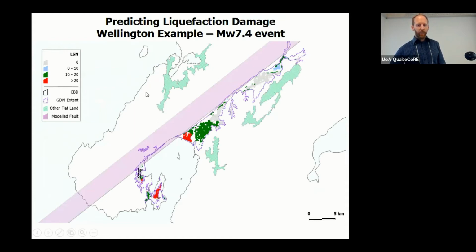The liquefaction that's then predicted, the area shown in red is where we'd expect moderate to severe damage. The areas in green are minor to moderate, and the areas in grey and blue are where we're not expecting any issues. These little areas in the light green are flatland areas that have not yet been evaluated, but the study is now being widened into those areas as well. All the areas in white are basically hills, not flat land, so we wouldn't expect liquefaction within those areas.